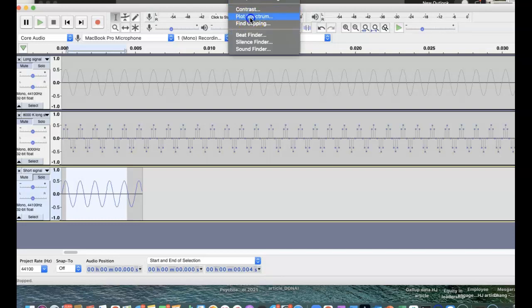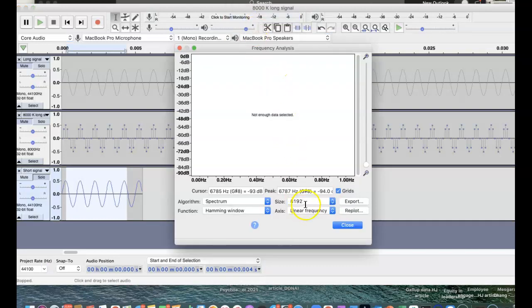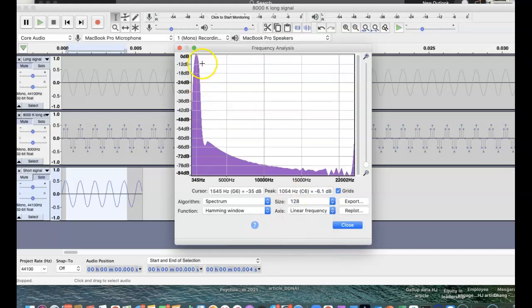If you go analyze plot spectrum, you can't use the same analysis parameters, but I wanted you to see that you have a broader spectrum. Now this is because of the analysis parameter, but if we had the ability to use the same analysis parameter, what you would see is, hold on, let me get a pen here.